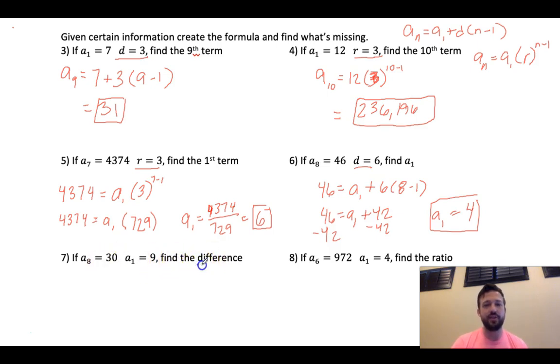Okay, this one says find the difference. So it is going to be arithmetic, right? Because it's talking about difference. Okay, we got the 8th term, we got the first term. A8, so it's going to be 30 equals, remember I'm using this formula over here because it's arithmetic, A1, which is 9, plus the difference times the number of terms, so 8 minus 1. So we got 30 equals 9 plus 7D. And we're just solving for the difference, D. So we're going to subtract 9.